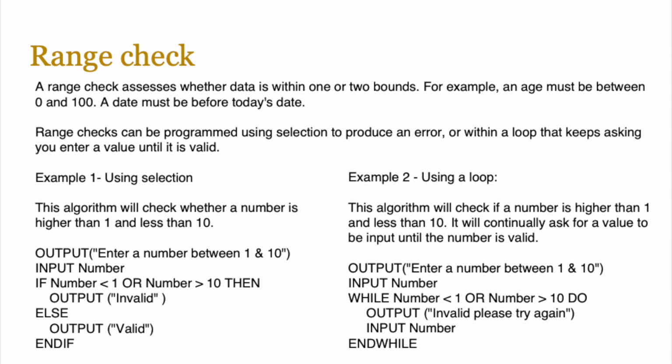Now the same applies in a loop. So instead of the if selection, we just have a while loop where we say while the number is less than 1 or the number is greater than 10, keep asking for the input again and again. And it will not allow the user to enter any other number unless it is between 1 and 10. Pause the video and have a look at that because you will be asked to implement this in the exam.